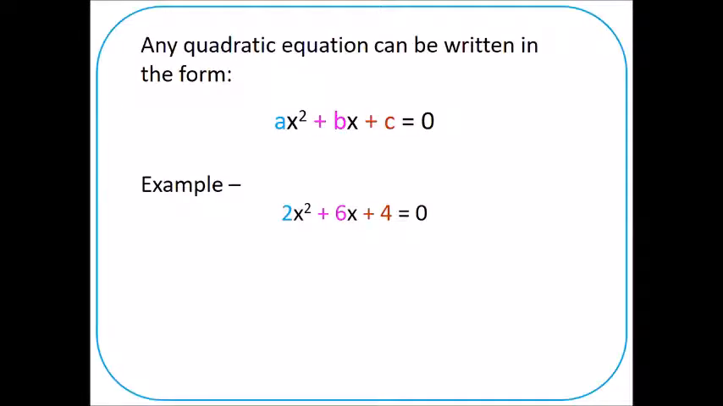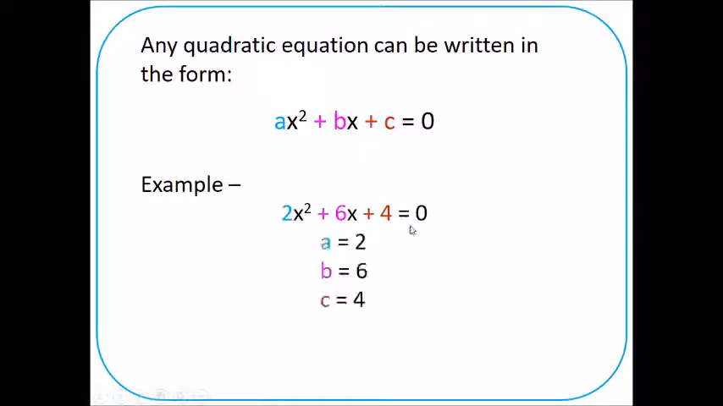Okay, so the first thing we need to understand is that any quadratic equation can be written in this form. So something x squared plus something x plus that constant at the end. So we call the coefficient of x squared a, the coefficient of x b, and that constant at the end we call c. So let's say you had the quadratic equation 2x squared plus 6x plus 4 equals 0. Can you think what would our values of a, b, and c be?